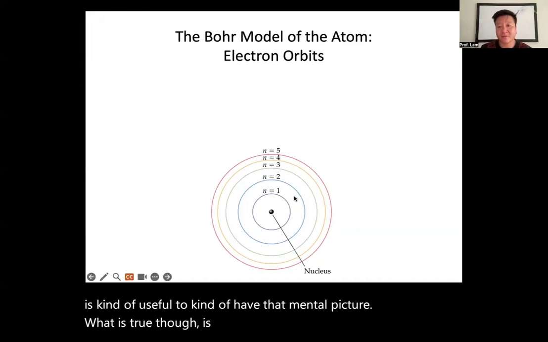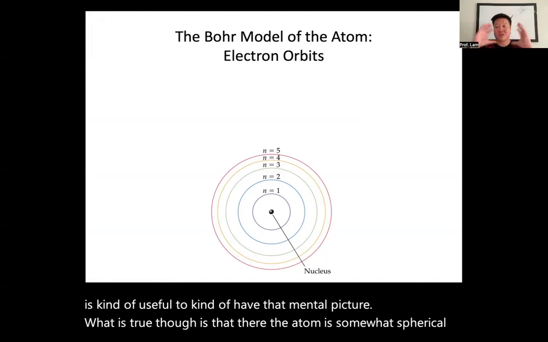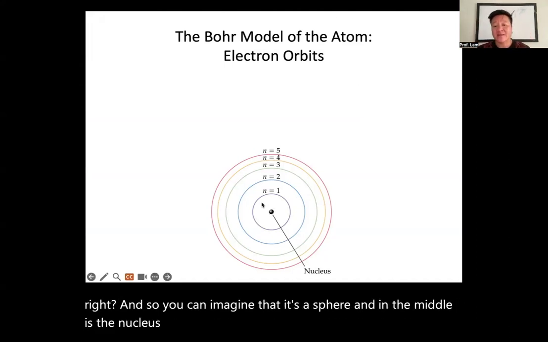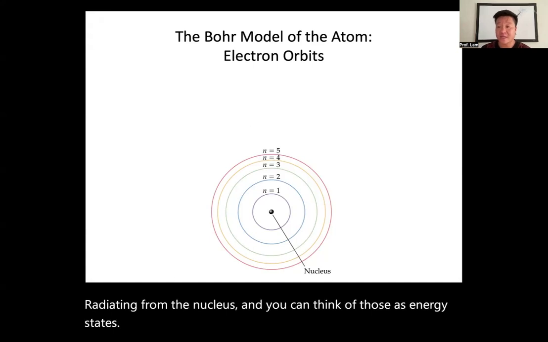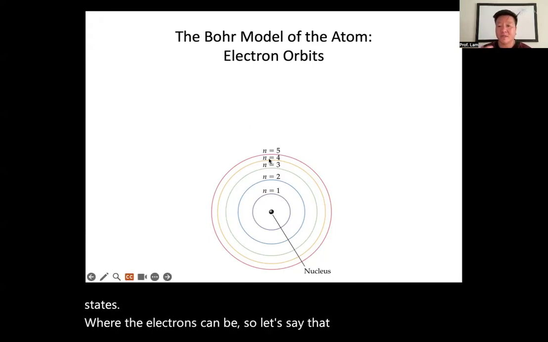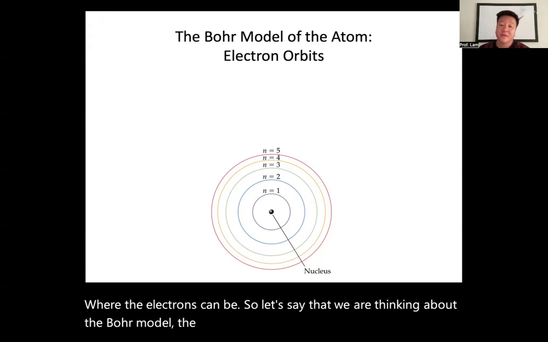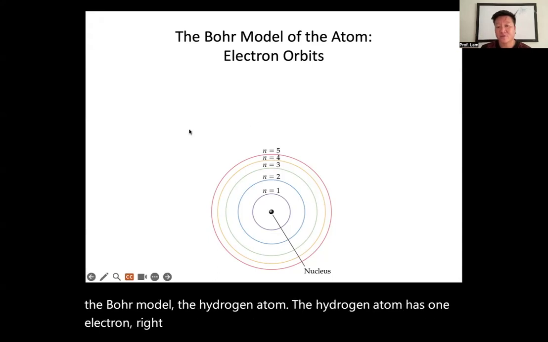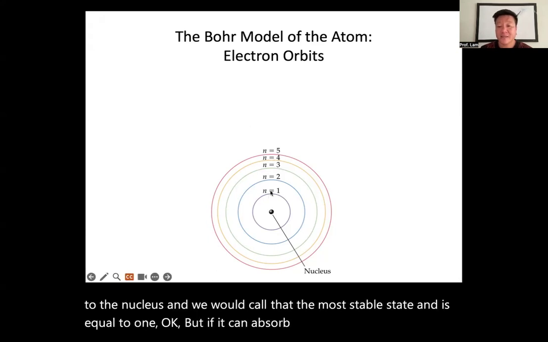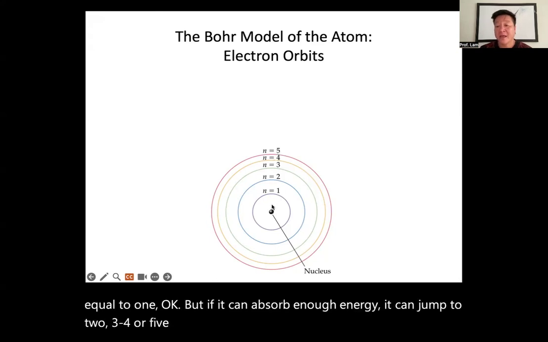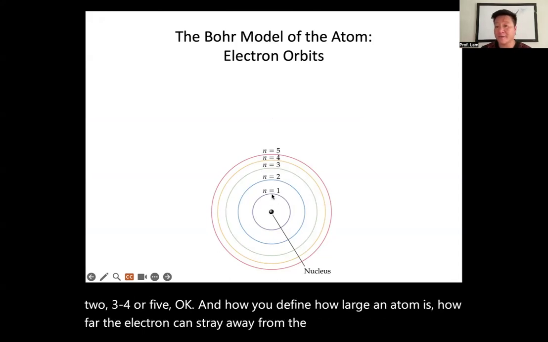What is true, though, is that the atom is somewhat spherical, right? And so you can imagine that it's a sphere, and in the middle is the nucleus, okay? And these n is equal to 1, 2, 3, 4, 5 are basically concentric spheres radiating from the nucleus. And you can think of those as energy states where the electrons can be, okay? So let's say that we are thinking about the Bohr model of the hydrogen atom. The hydrogen atom has one electron, right? So the one electron of hydrogen can be really close to the nucleus, and we would call that the most stable state, n is equal to 1, okay? But if it can absorb enough energy, it can jump to 2, 3, 4, or 5, okay? And how you define how large an atom is, is how far the electron can stray away from the nucleus, okay?